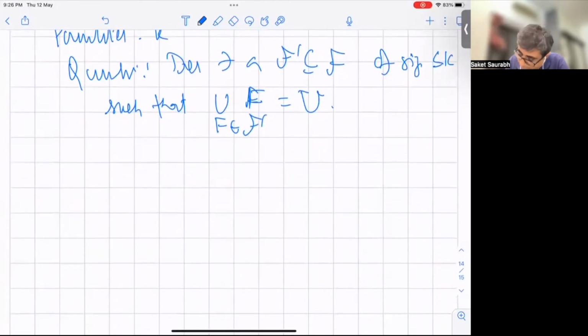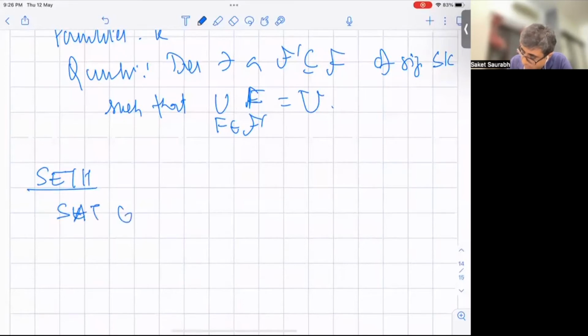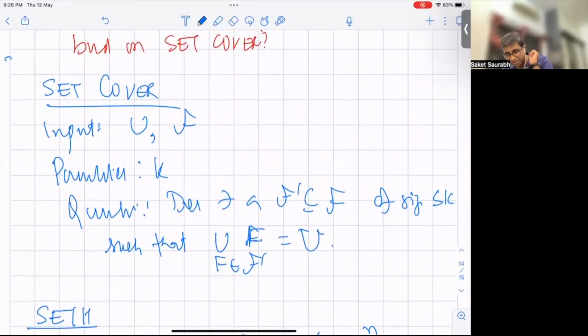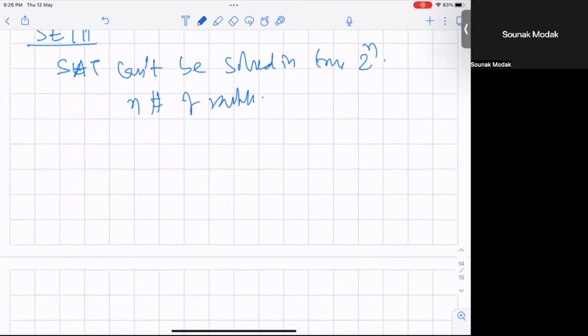Okay, so what does SETH tell us? It tells us that SAT can't be solved in time 2 to the power n, where n is the number of variables. Starting from this, can I come up with a concrete lower bound on set cover? We can reduce SAT to set cover, and use the reduction to get a lower bound.